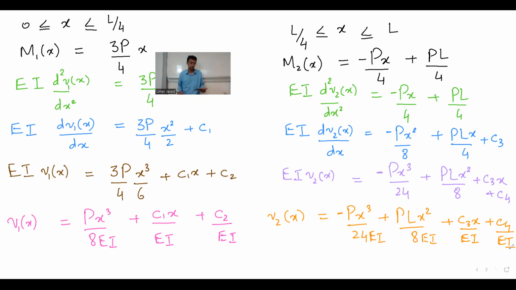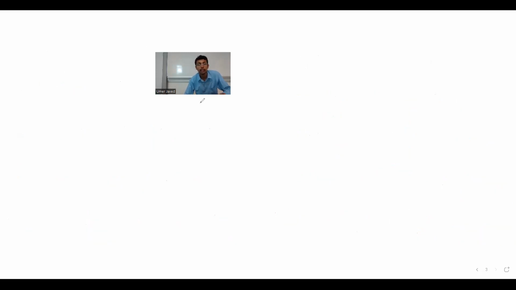Okay, I think all of you understand. Very good. Now I will save my time. I will quickly go to the next slide, because unfortunately or fortunately I have to write the equation one more time. You can just let it be like that, but I have to write on the next whiteboard. So please bear with me. Px cube over 8EI then plus C1x over EI plus C2 over EI.